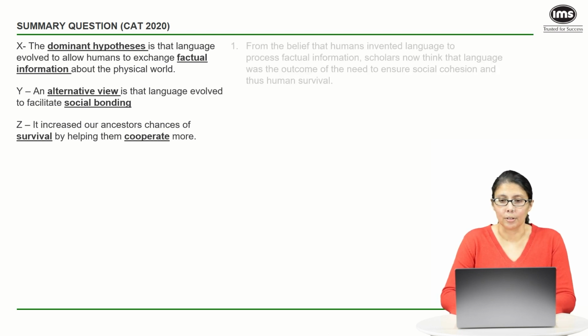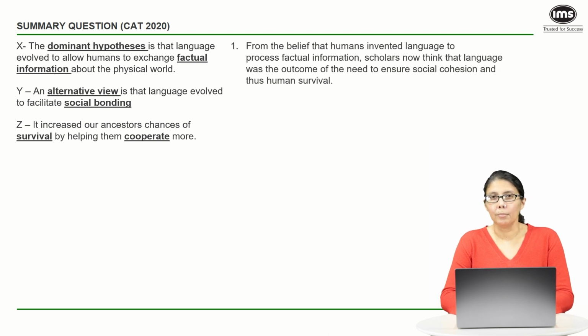Let's evaluate our first option. Now here we are saying, from the belief that humans invented language to process factual information, this kind of talks about the dominant hypothesis. Scholars now think, but right here you should pause and think about what this is saying. This seems to suggest that at one point of time, the view was that language evolved to facilitate exchange of information. But now everyone thinks that it was not really to trade information, but social bonding that was the purpose.